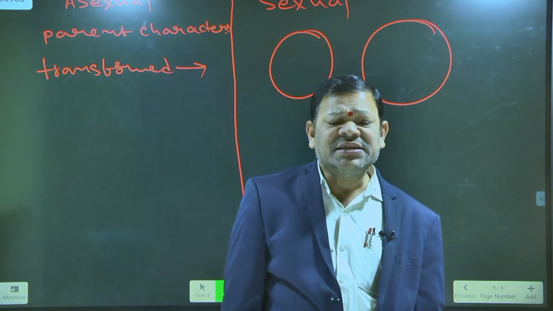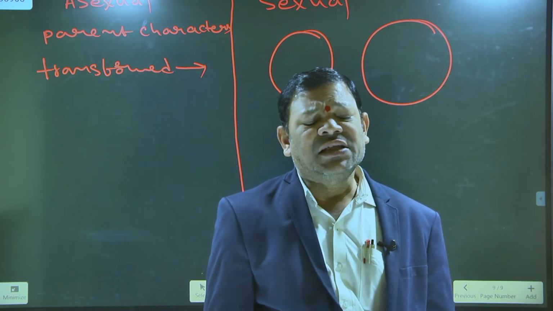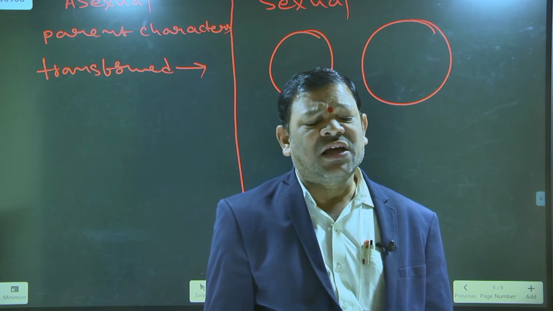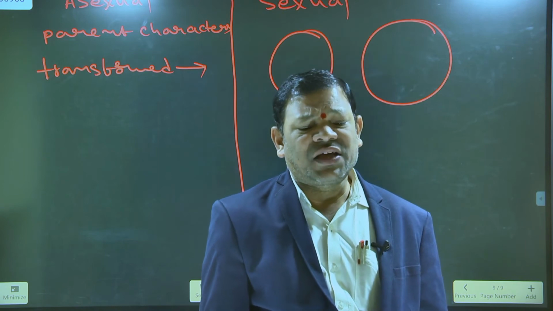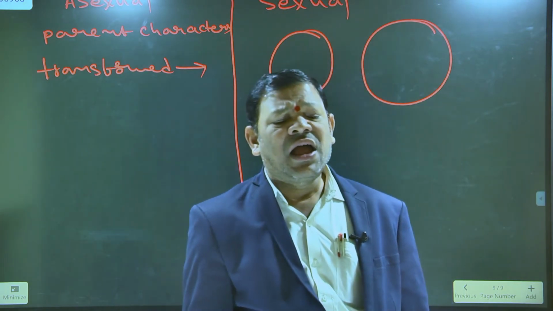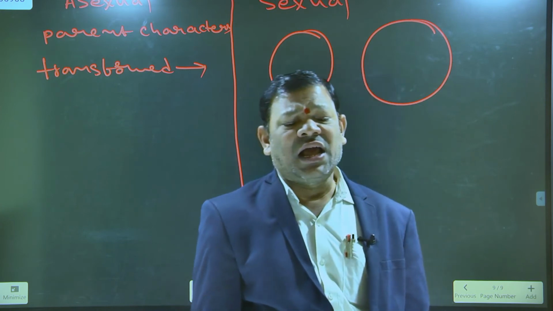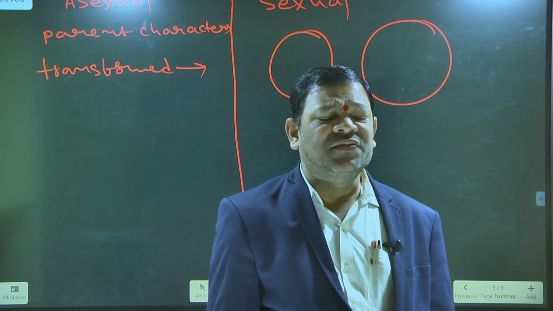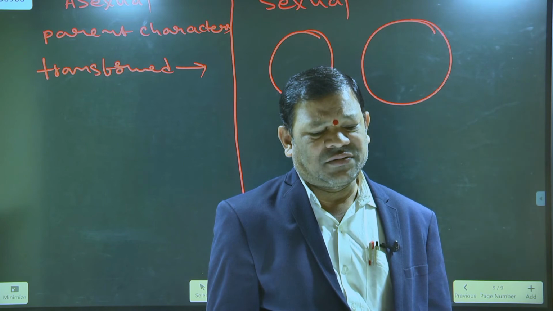But in sexual reproduction, what happens? Gamete formation takes place, and in gamete formation, meiosis division takes place. So we get only half of the characters from the father, half from the mother, and some new characters from our ancestors like grandfather, grandmother. That's why we can see new characters especially in sexual reproduction.